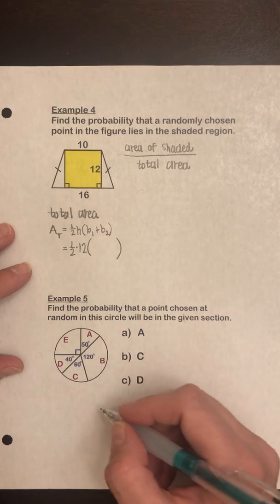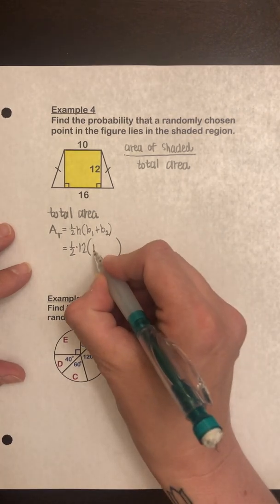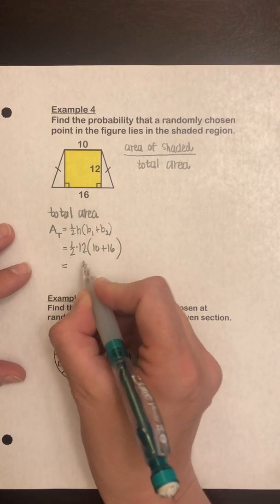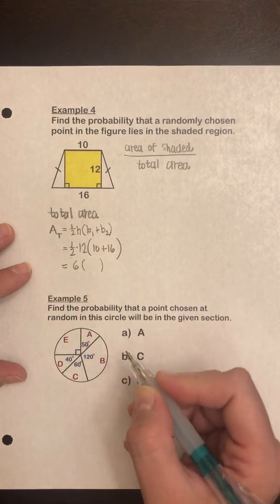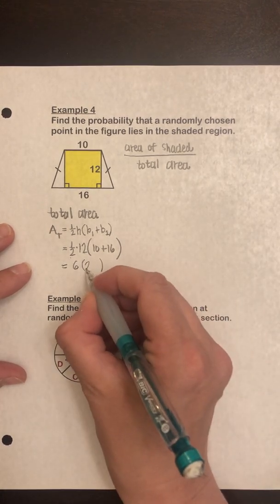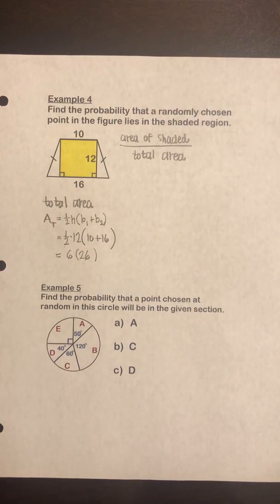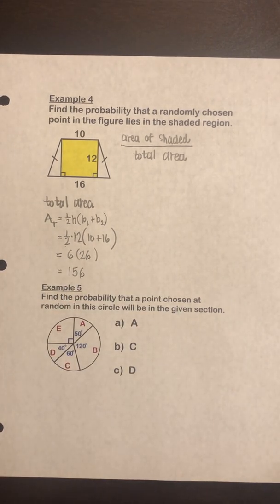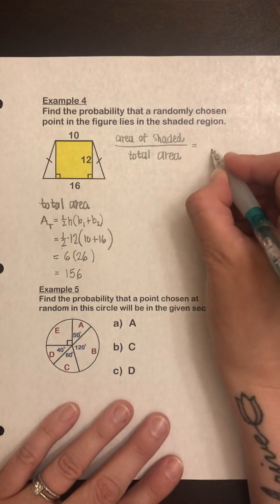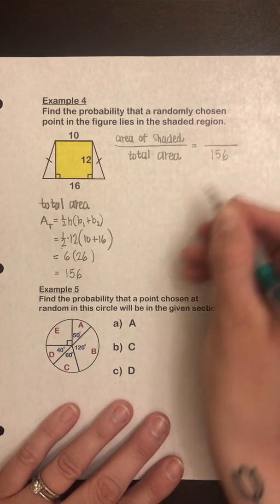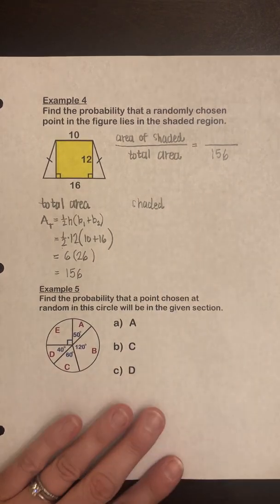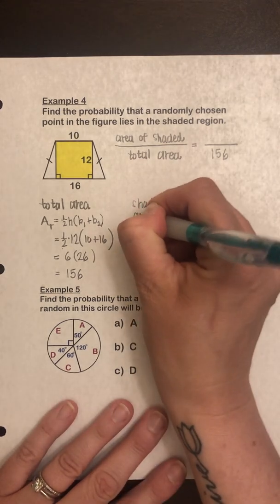All right, then I need to add the bases together, and according to the picture, the top one is 10 and the bottom one is 16. So 1/2 of 12 is 6, and then in parentheses, 10 plus 16 is 26, and then I'm going to multiply those two numbers together, and 6 times 26, I believe, is 156. So we currently know the denominator, the total area.